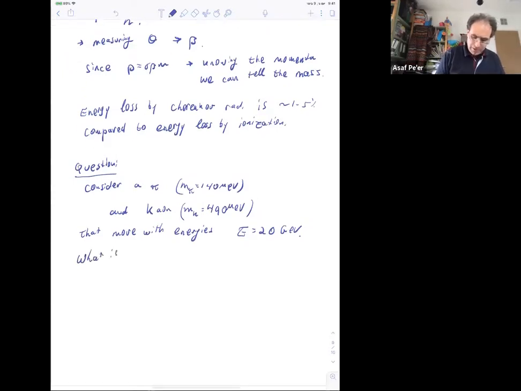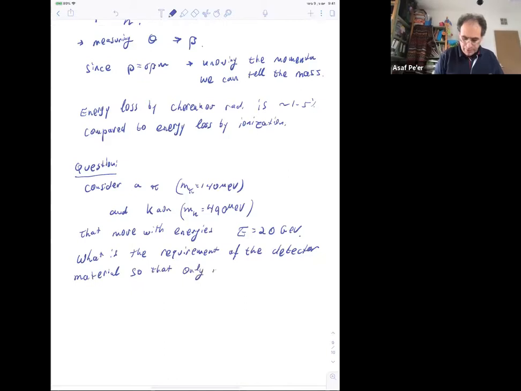What is the requirement of the detector material so that only pions will emit Cherenkov radiation?